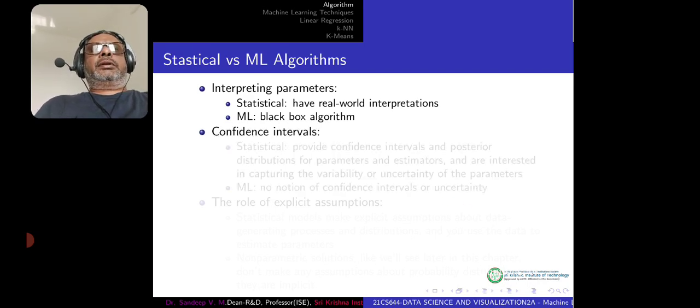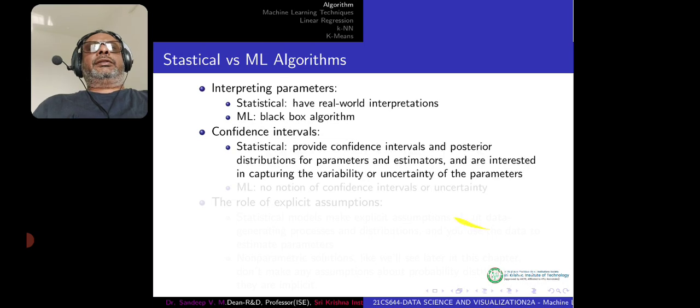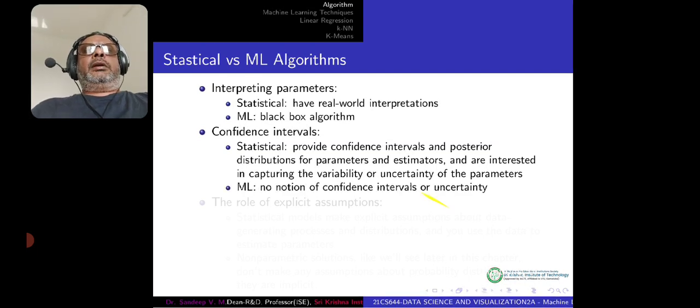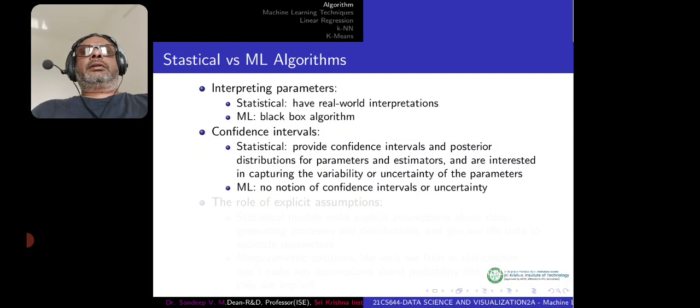Talking about the confidence intervals, the statistical algorithms provide confidence intervals and posterior distributions for parameters and estimators and are interested in capturing the variability or uncertainty of the parameters. Whereas in machine learning, no such thing exists, so there is no notion of confidence interval or any uncertainty.